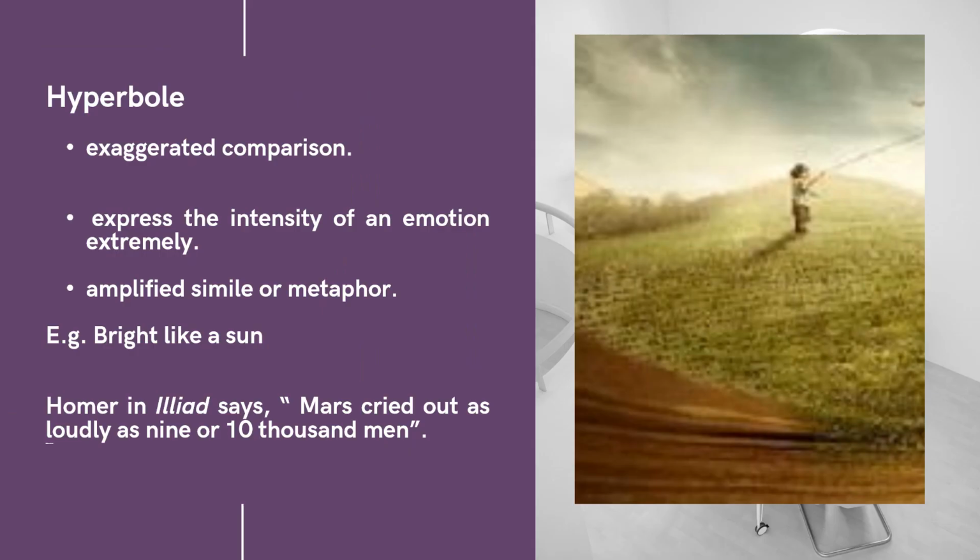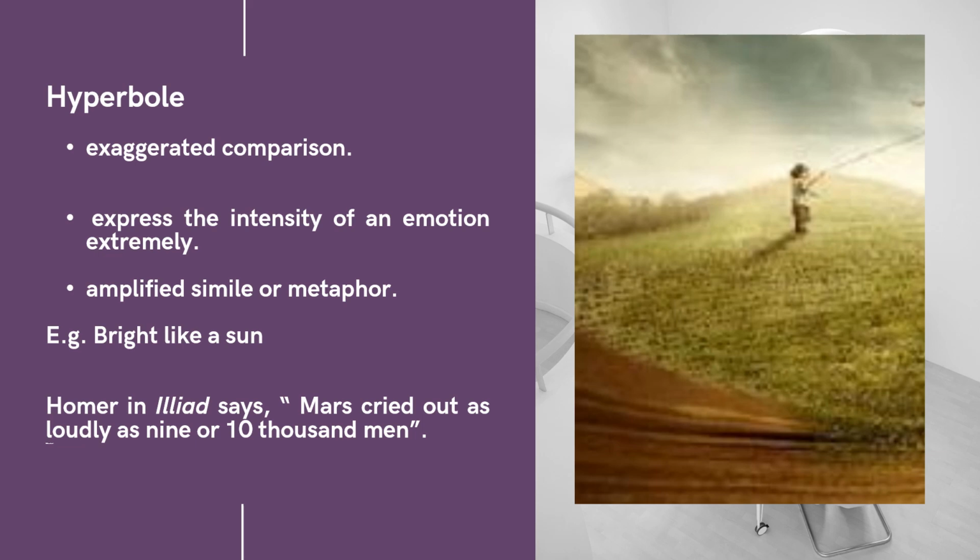The next one is a very interesting figure of speech, which is often used by poets, that is hyperbole. Hyperbole is nothing but exaggeration. It's an exaggerated comparison. That is amplified simile or metaphor. That is, we can say hyperbole is an amplified, meaning multiplied, exaggerated simile or metaphor. And here it expresses the intensity of an emotion extremely.